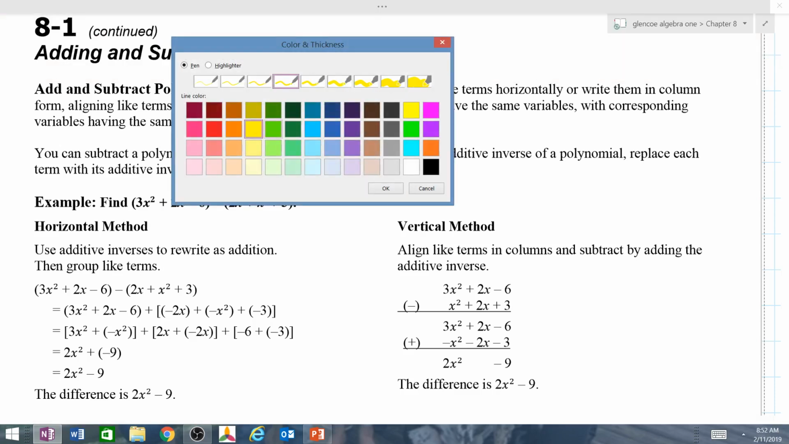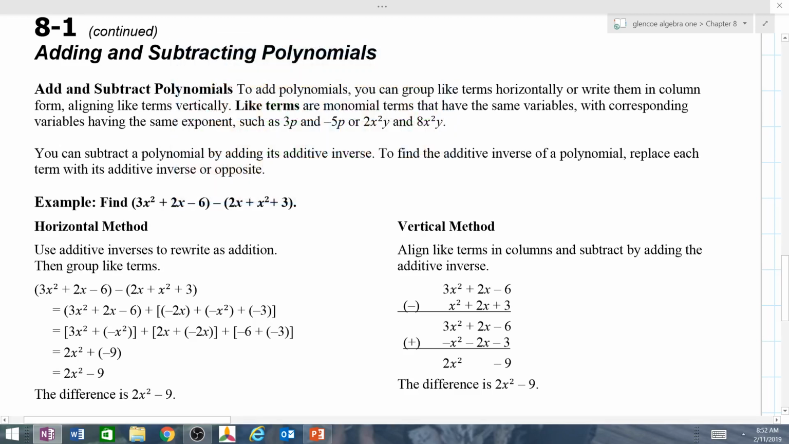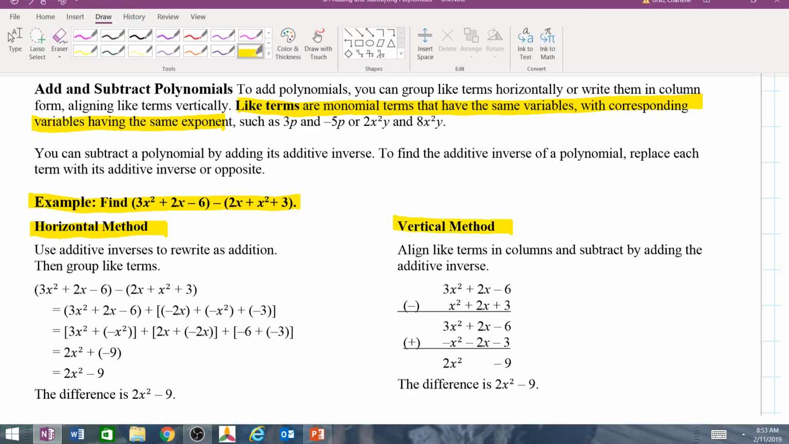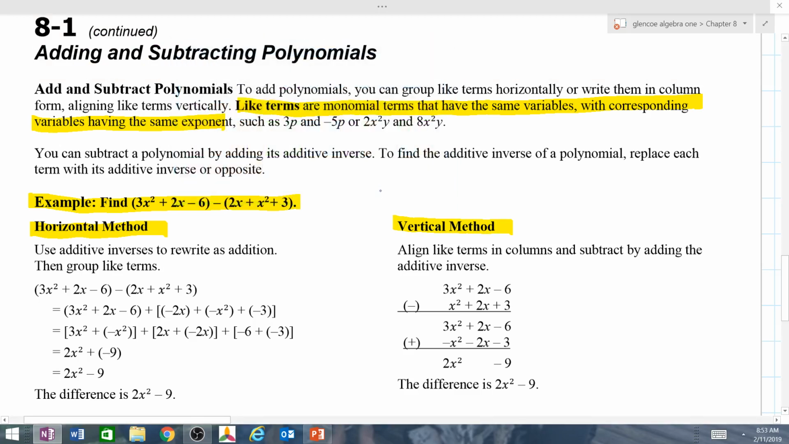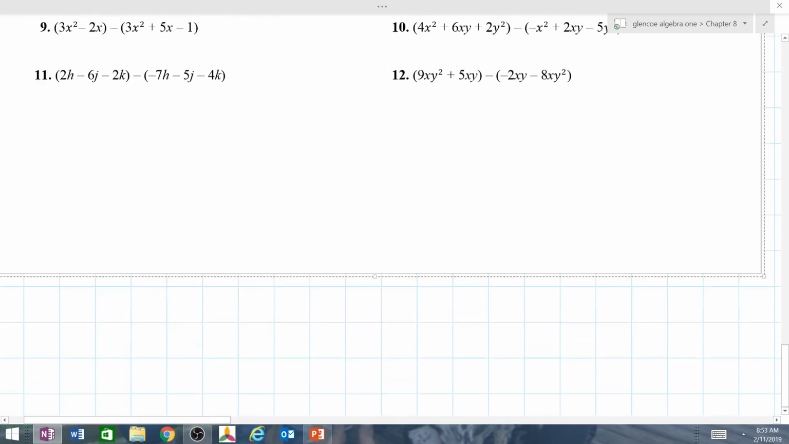Let's take a look at this first example here, and we're going to look at using the horizontal method and what happens. Let's make sure we know the definition of like terms. And again, I prefer the horizontal method for you guys. I think you're less likely to make a mistake, and in the long run, I think that's what it's all about. So let's do the first problem together.